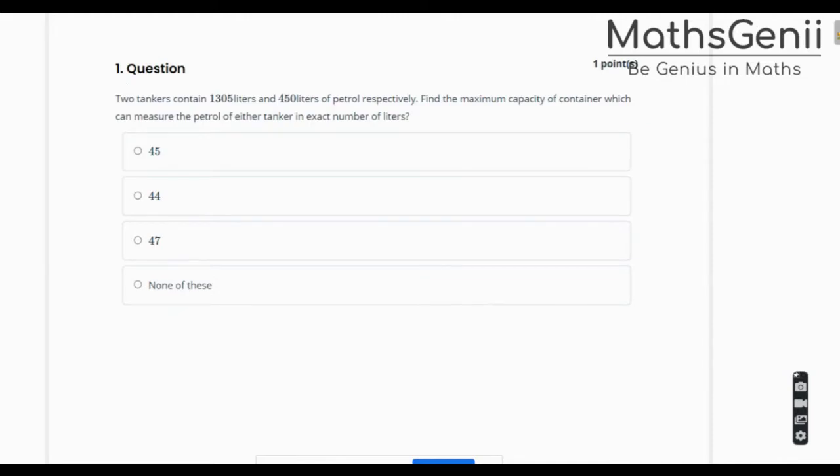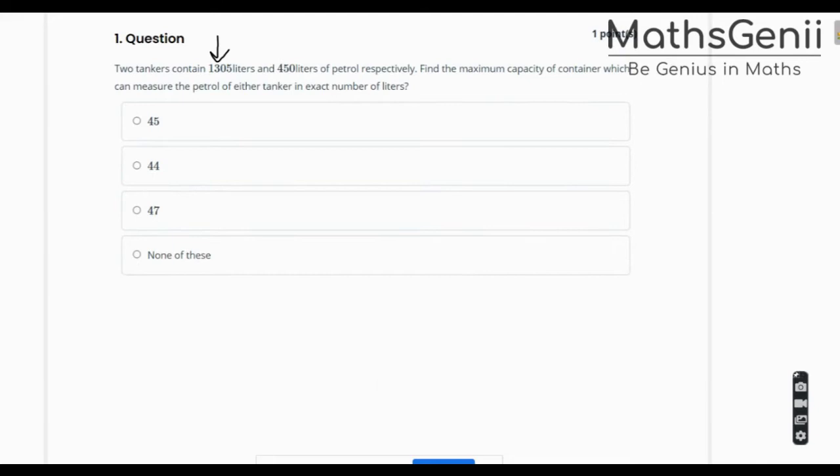Two tankers contain 1305 liters and 450 liters of petrol respectively. Find the maximum capacity of the container. So a big number is given in the question, and in the options a small number is given. Hence I will find the HCF. I'm telling you the difference between HCF and LCM: how to understand in which question you have to find HCF and in which question you have to find LCM.